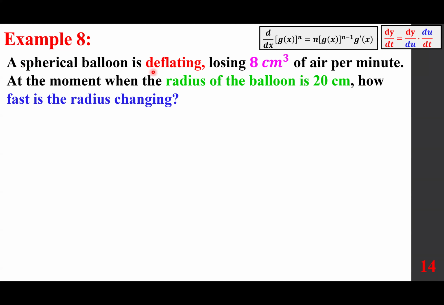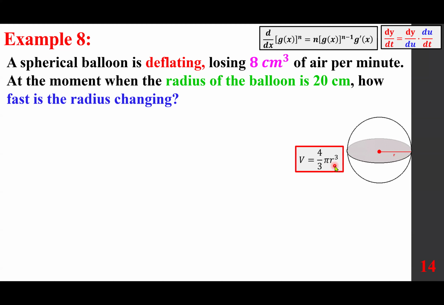A spherical balloon is deflating, losing 8 cubic centimeters of air per minute. At the moment when the radius of the balloon is 20 centimeters, how fast is the radius changing? Well, again, reminding everyone, here's a sphere. The volume is 4/3 pi r cubed because we are relating the volume to the radius. So that's a formula we should know. So the volume is 4/3 pi r cubed.